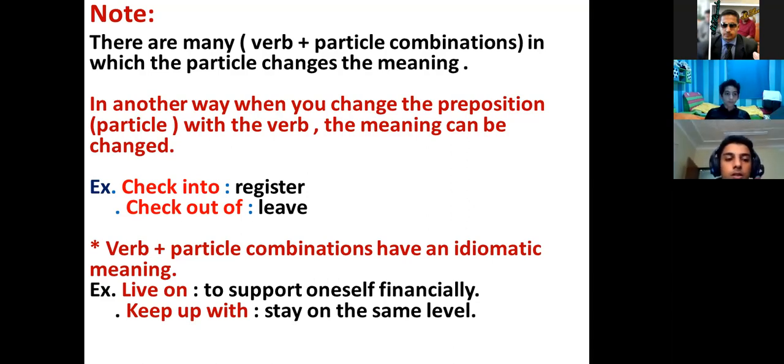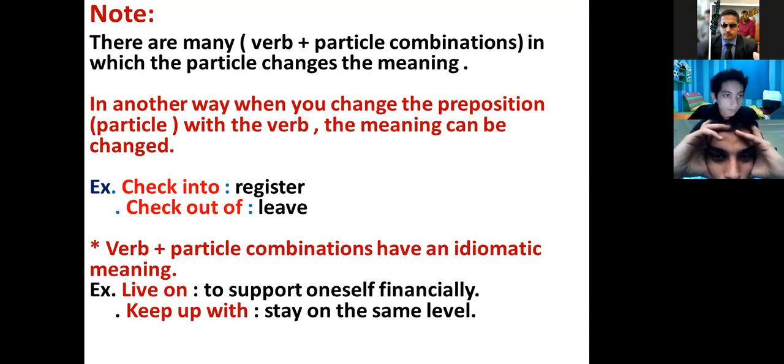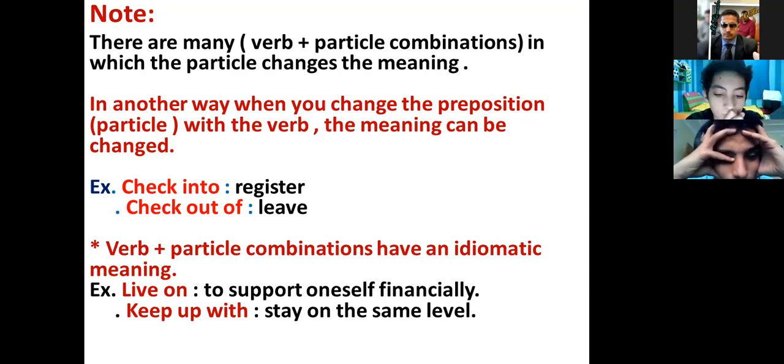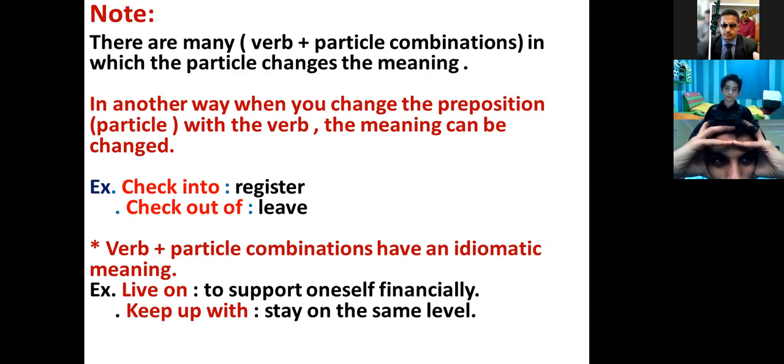Verb plus particle combinations have an idiomatic meaning, like live on means to support oneself financially. Keep up with, stay on the same level. So if we change the particle or the preposition, the meaning of the phrasal verb would be changed completely. We are required to memorize and study these verbs with the meaning. Okay, let's see together the table that we have inside the book.